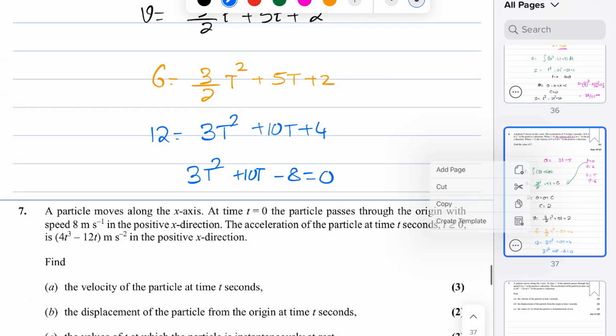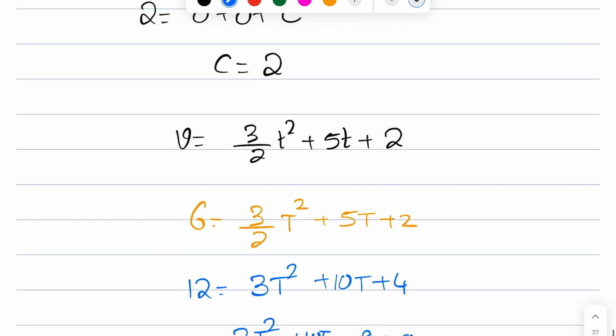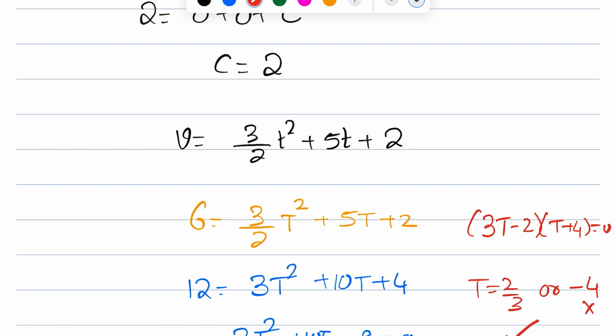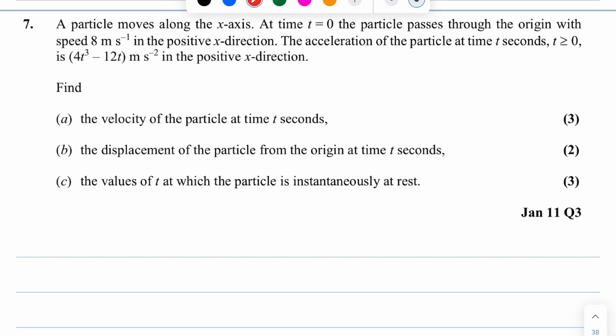So I find the quadratic equation and factorize it out: 3t minus 2 times t plus 4 equals 0. So I get t equals 2 upon 3 or negative 4. Time cannot be negative, so the answer is 2/3 seconds. Question number 7.